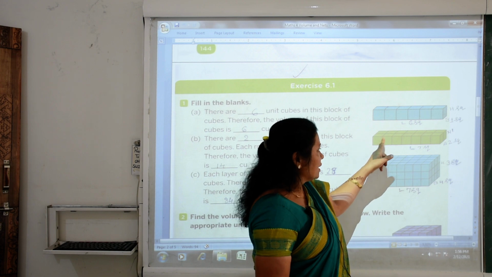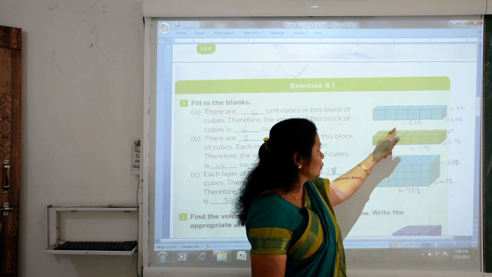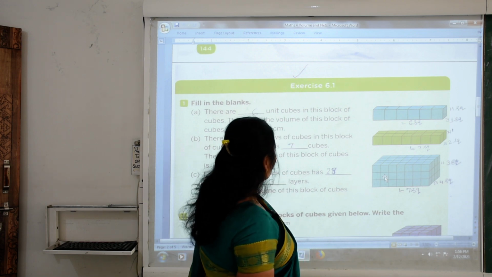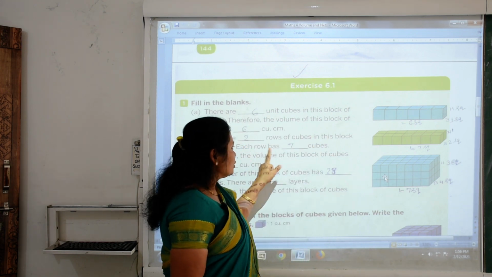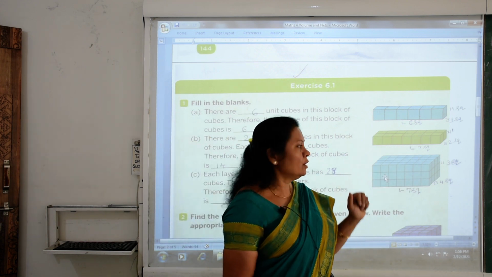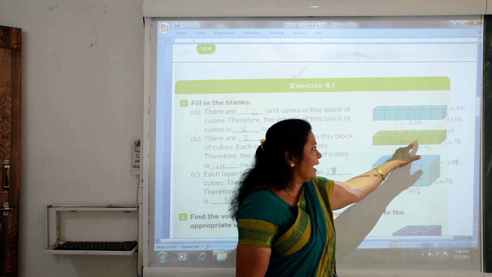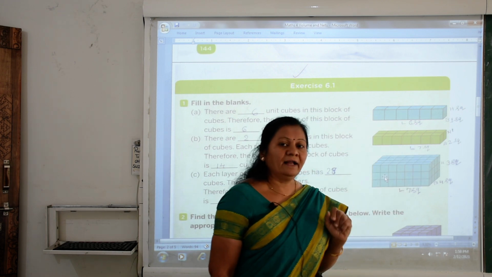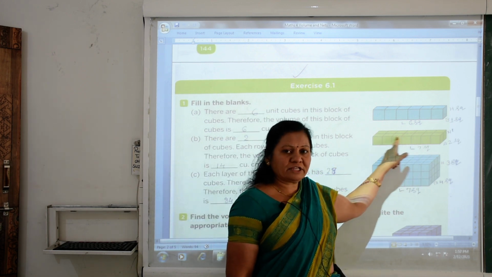How many rows here? 1 and 2. How many rows can you see? 2 rows. So here there are 2 rows of cubes in this block and each row has cubes. Now how many cubes in each row? This is one row. 1, 2, 3, 4, 5, 6, 7. And one row is equal to 7 blocks. Can you see these 7 blocks?